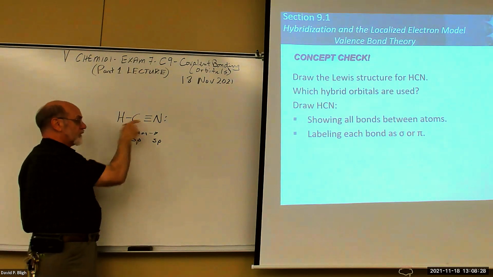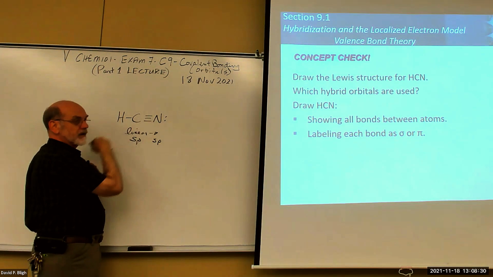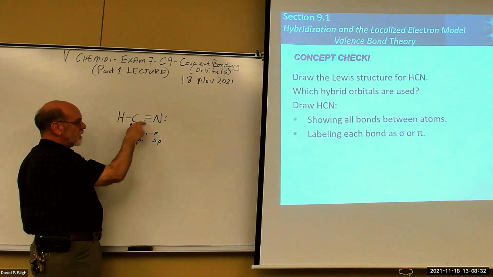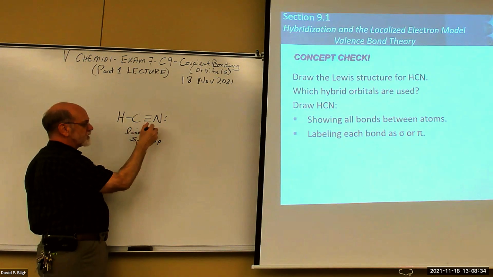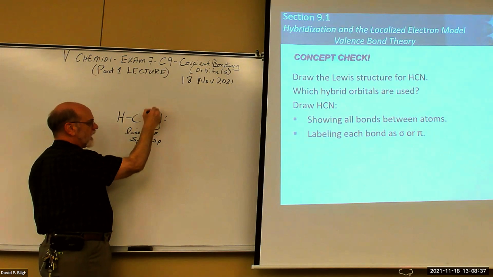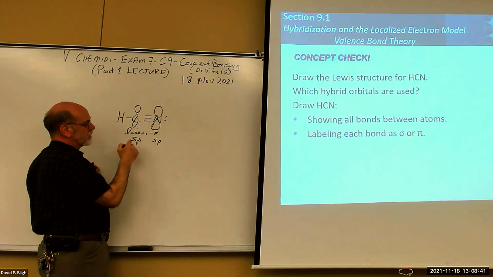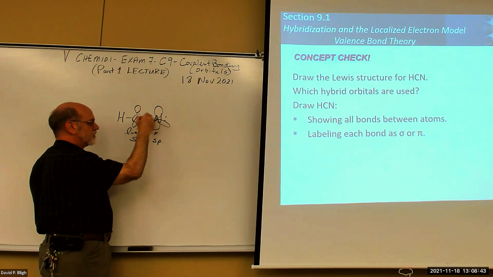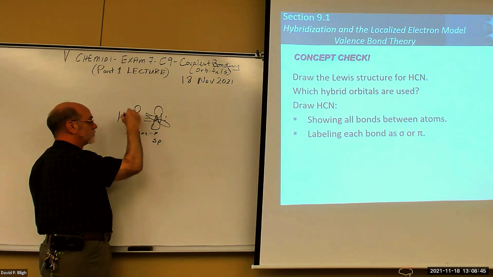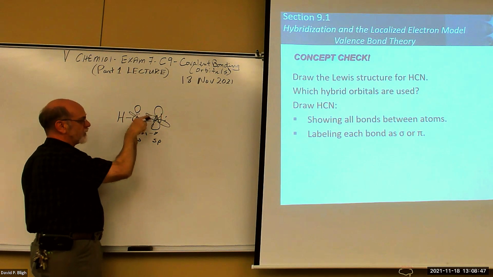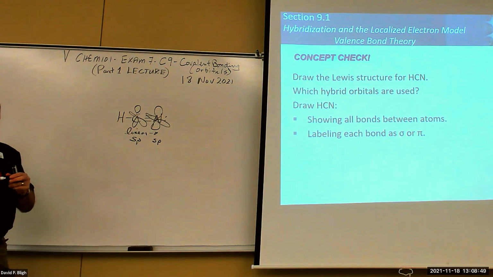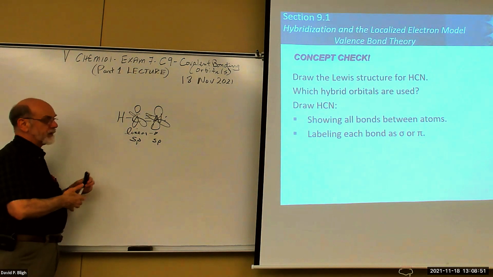Now the triple bond: we have a sigma in the middle, it's already accounted for. This pi bond is overlap of unused p orbitals. And then we have p orbitals into and out of the plane of the board overlapping to make the other pi bond.